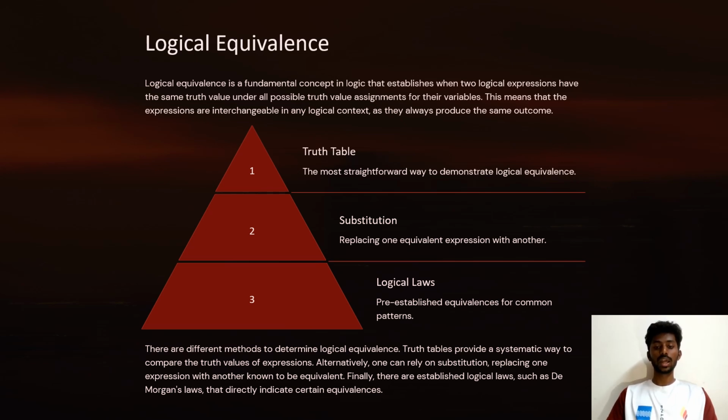So replacing one equivalent expression with another is called substitution, and pre-established equivalences for common patterns come under logical laws. There are different methods to determine logical equivalence. Truth tables provide a systematic way to compare the truth values of expressions. Alternatively, one can rely on substitution, replacing one expression with another known to be equivalent. And finally, there are established logical laws such as De Morgan's laws that directly indicate certain equivalences.